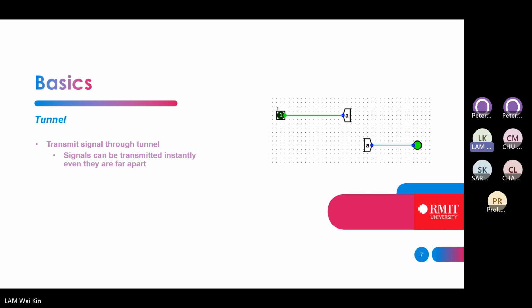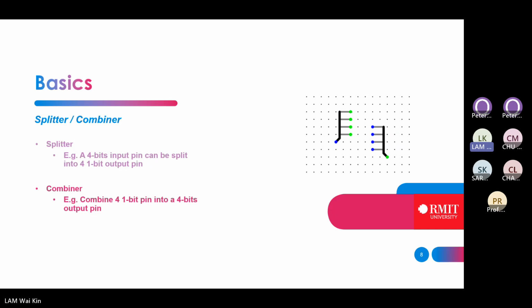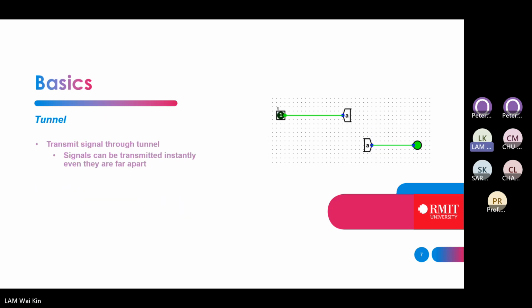One of the features is the tunnel, and it can transmit the signal through the tunnel. Every signal can be transmitted instantly, even if they are far apart, just like the one here connected to the pin, and the other tunnel is connected to the LED. Even though they are not connected together, they can still transmit the signal instantly.